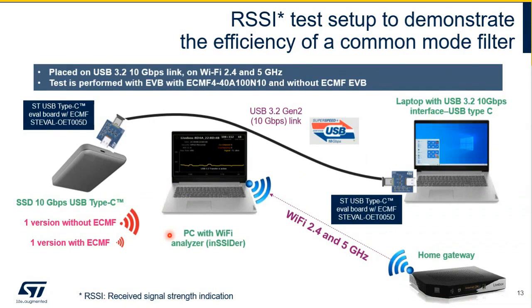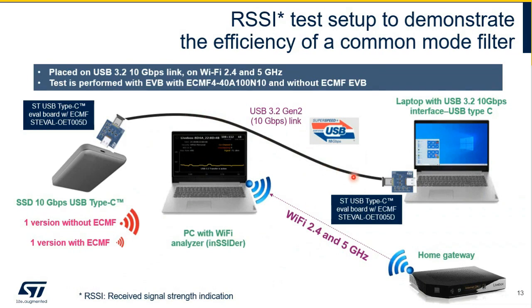Indeed, high-speed data transfer between two devices can generate some radiated common mode noise through the cable, which can be in the same frequency range as the useful signal we want to receive, for example, a Wi-Fi signal. The common mode noise generated by the high-speed data transfer can decrease the sensitivity of the radio frequency system.